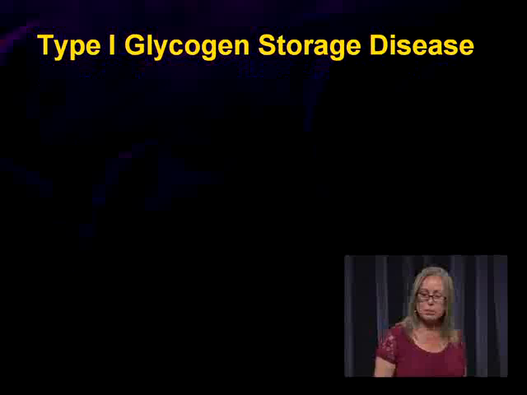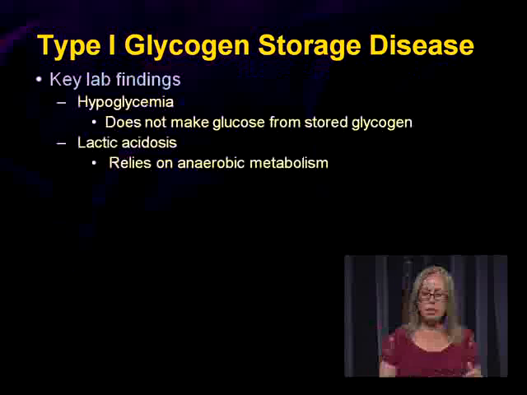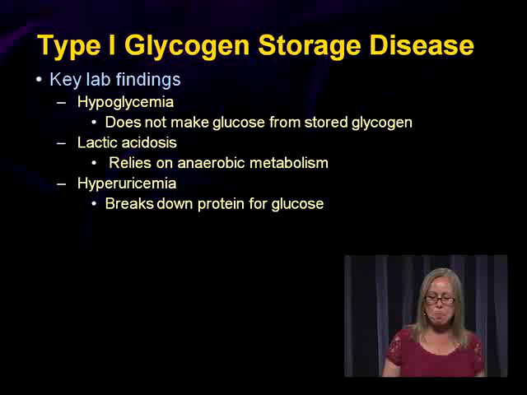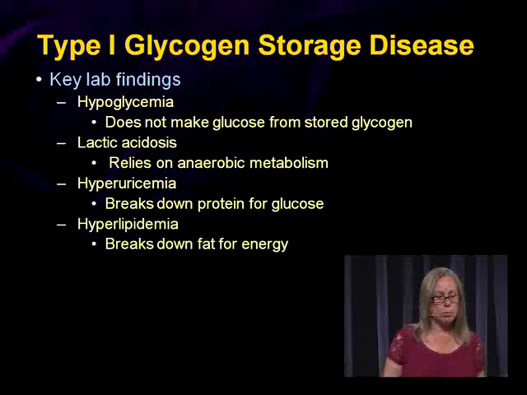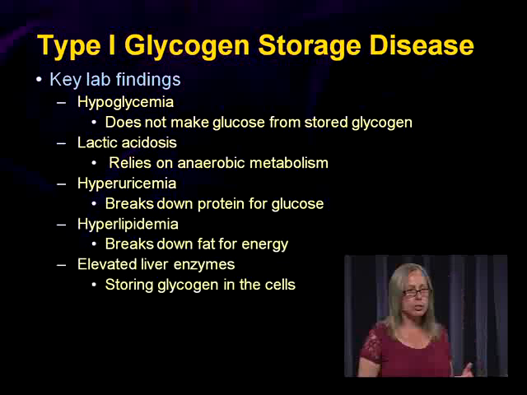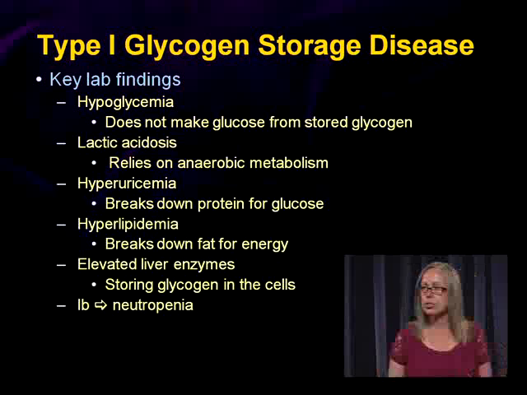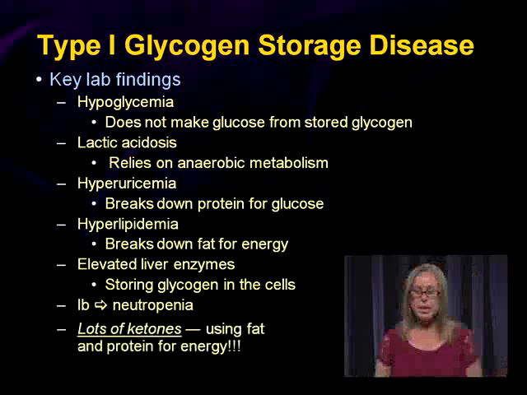So the key lab findings: hypoglycemia, lactic acidosis, because you're going to have to start making your energy some way, so you're going to start generating lactate. High uric acid from the breakdown of protein. High lipids from the breakdown of fat for your energy. Elevated liver enzymes because you're storing too much glycogen. Type 1B actually is associated with neutropenia. And you're going to make lots of ketones because you're using fat and protein for your energy.